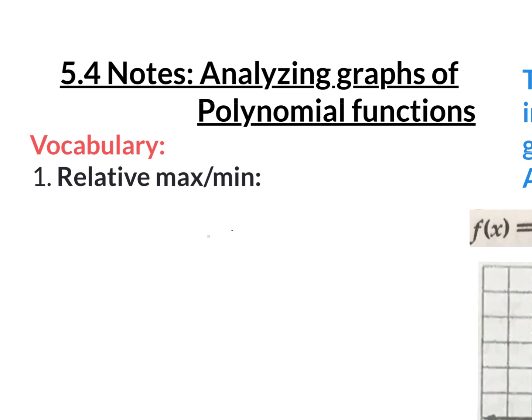So let's open up our notebooks and let's jot down the title, Analyzing Graphs of Polynomial Functions, and write down the words relative max, relative min. So we should know what a maximum value is, right? It's the max height. If I take this pencil and I throw it up in the air, it's going to go up, up, up, up, and then it's going to reach a max height, then it's going to come back down, right? We know what maximum is. We know what minimum is. But the word relative, does that change it?